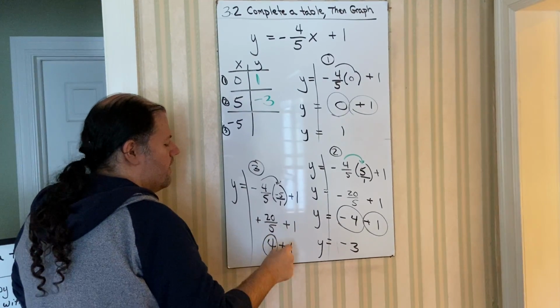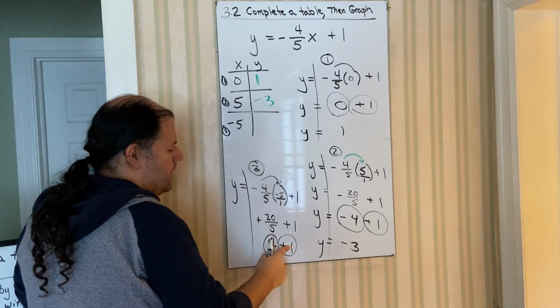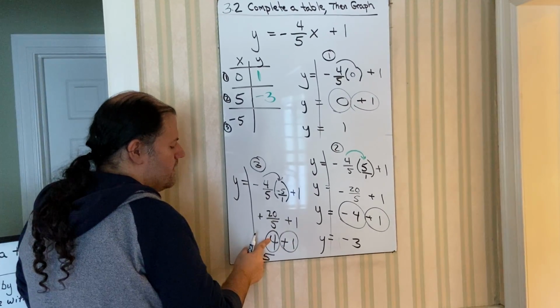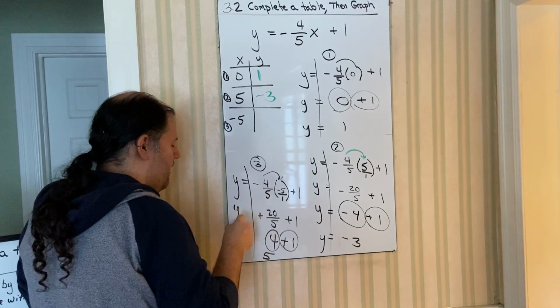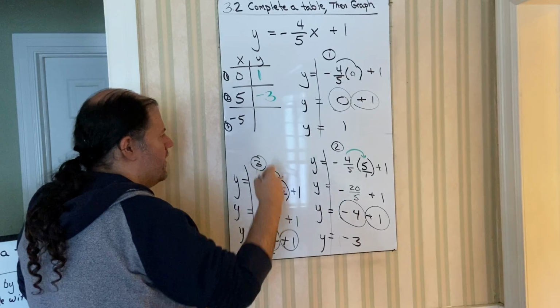Now I have 4 plus 1, you should know that's going to be 5. Positive, positive, we add, and who wins the tug of war? Team positive. So we got our third ordered pair.